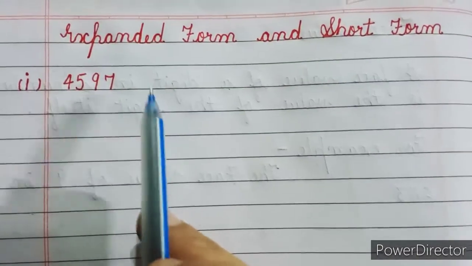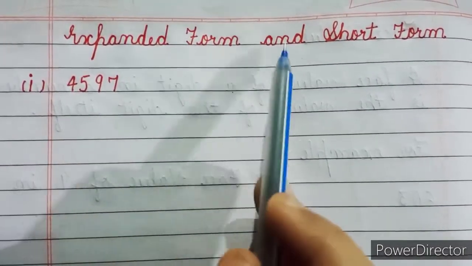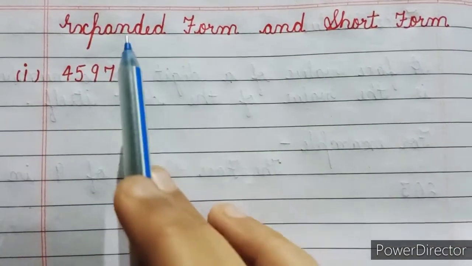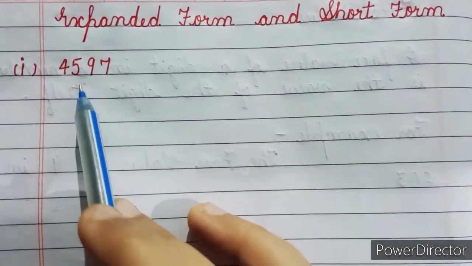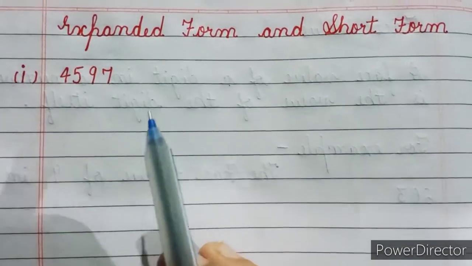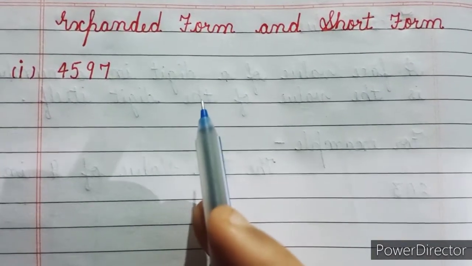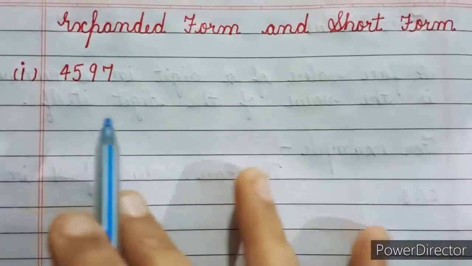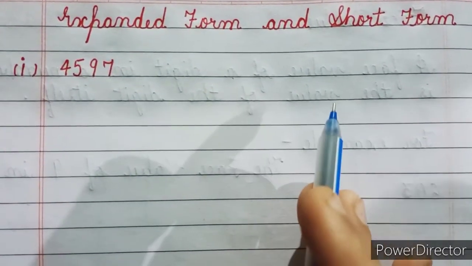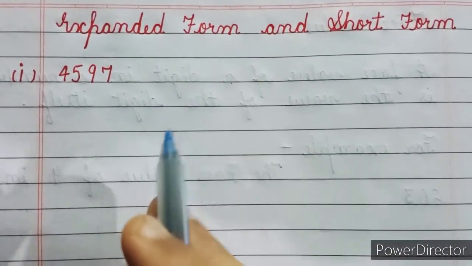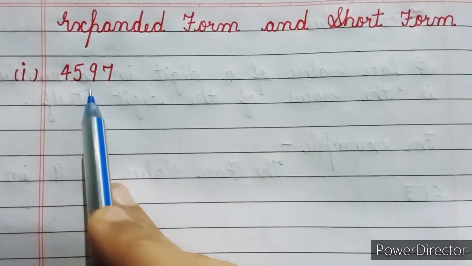Children, today's topic is expanded form and short form. Today we are going to learn how to write the expanded form of a number in two ways. Children, what is expanded form? Expanded means writing any number spread out. From your book, we will see question number 1.